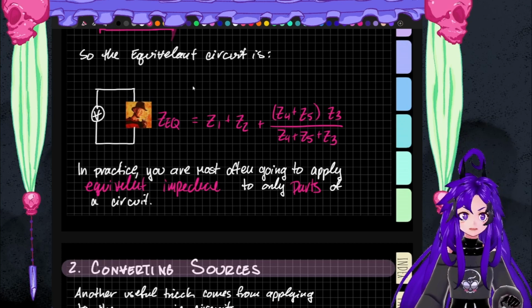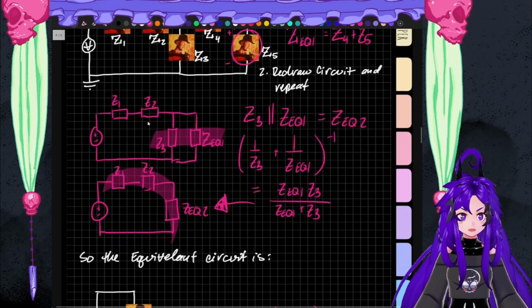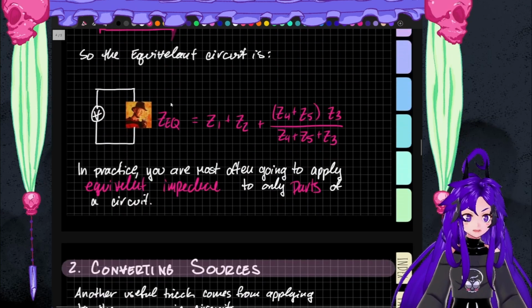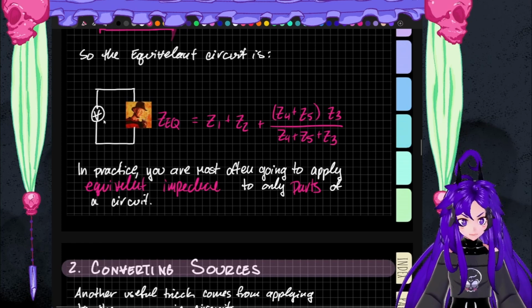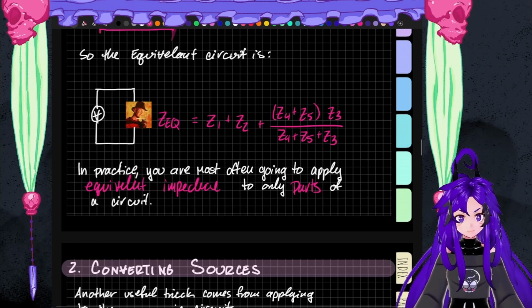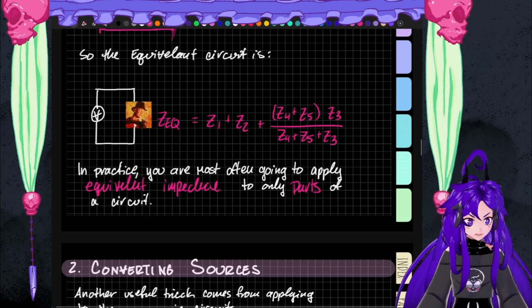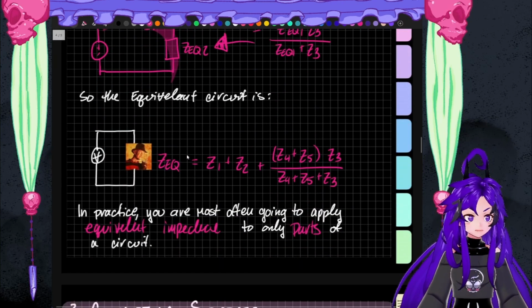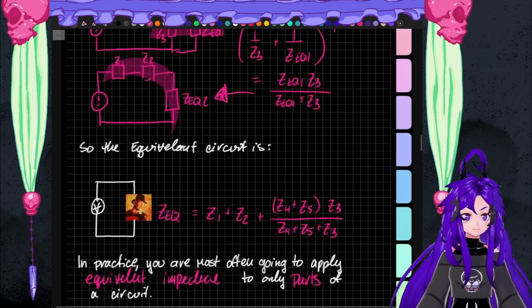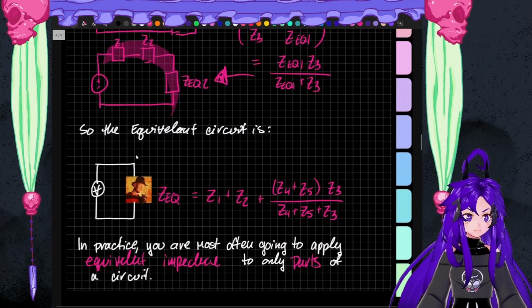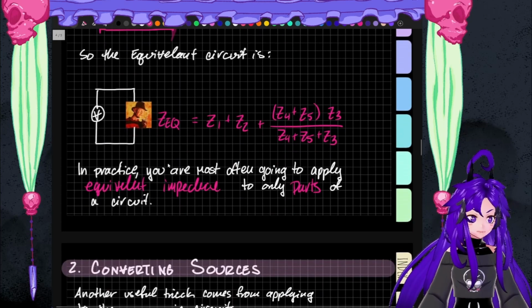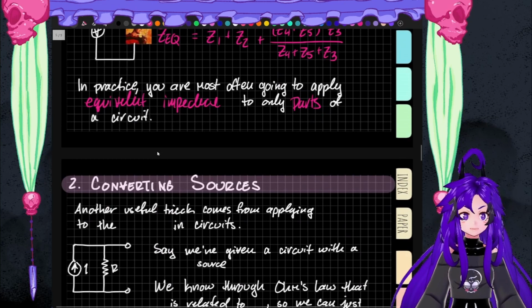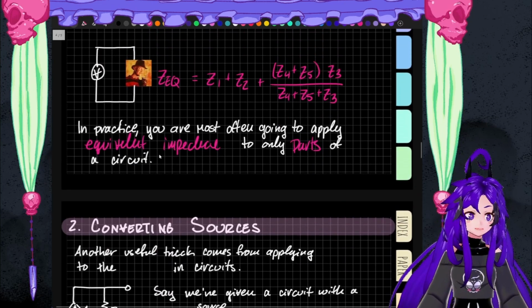So like you can't get the current over R3 or Z3 anymore because Z3 doesn't exist anymore. You have an equivalent. And the current here is going to be the current coming out of the source. It's not going to be each individual device current anymore. So there are pros and cons, but overall, it's a good way to simplify parts or all of a circuit, and simplifying a whole circuit's good practice.